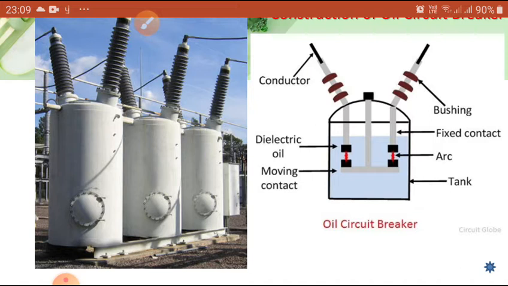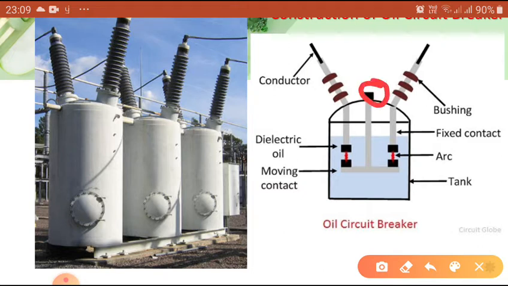The gas outlet is for the removal of the gases. We have also provided some vents for the gases to go out after the arc is cleared. So these are the things you have to know.